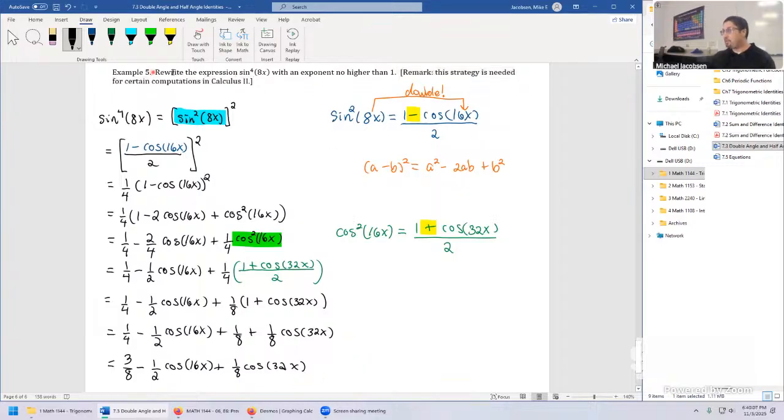We did it, folks. We followed the instructions to the letter. We took sine power 4 of 8x and wrote it with an exponent no higher than 1. The inputs got large, 16x and 32x, but the exponents on both are exactly 1.